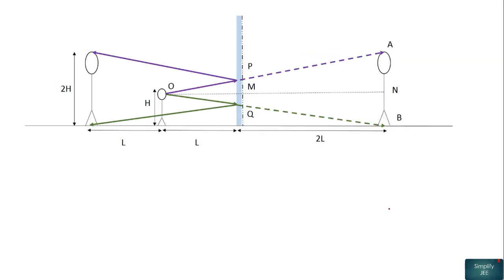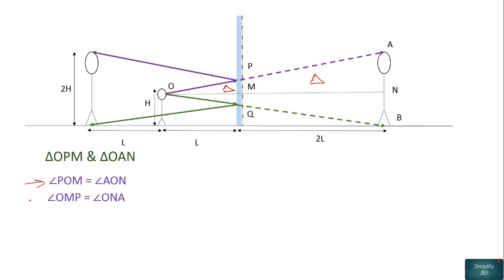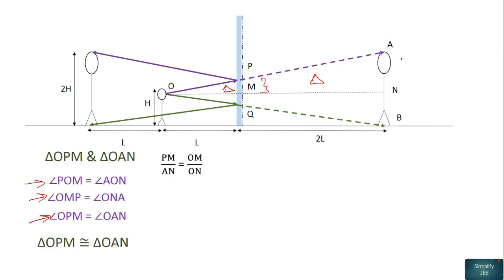Now in this figure 2, if I take these two triangles, triangle OPM and the bigger triangle OAN, then here we have angle POM equal to angle AON, angle OMP equal to angle ONA, and angle OPM equal to angle OAN. Hence, these two triangles will be congruent, and I can write PM upon AN, that is this length over this length, as equal to this length ON upon this length ON.